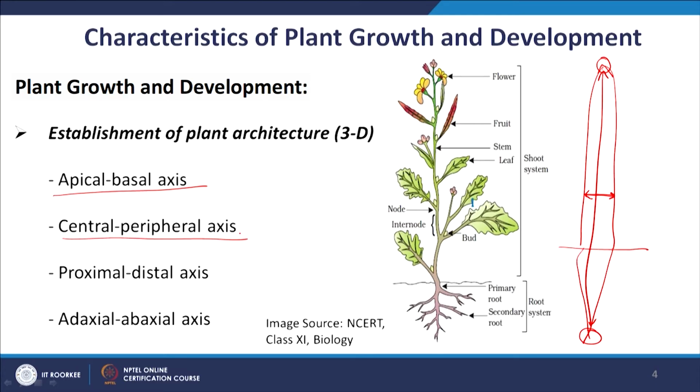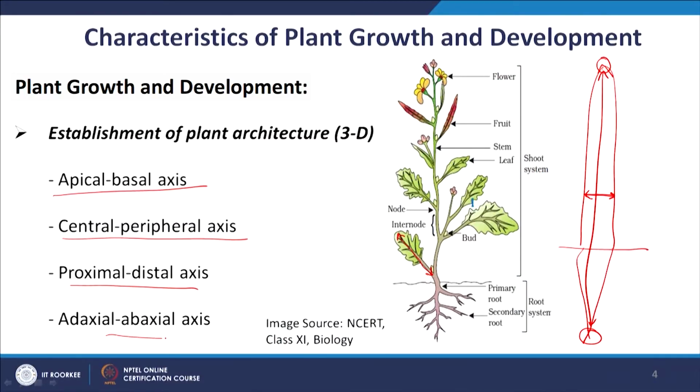Then at a later stage, if you look at this structure, consider that this is a leaf. The leaf has a tip and it has a base, and this axis is called the proximal and distal axis. This is established with respect to the growing primary meristem. The point which is close to the primary axis is called the proximal region, and the point which is away from the primary axis is called the distal region.